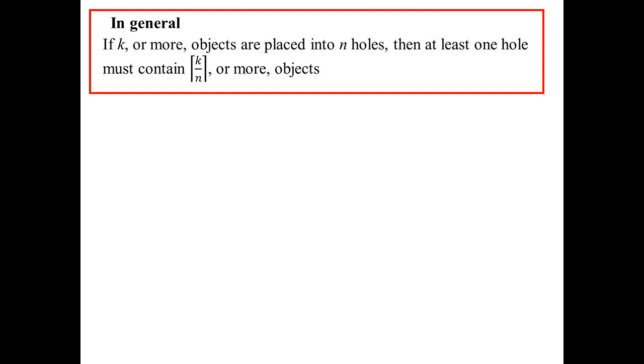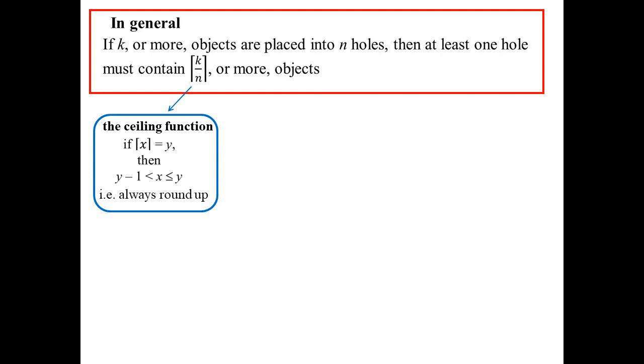If K or more objects are placed into n holes, then at least one hole must contain, and there's the notation, K divided by n with, you'll notice, brackets with the bottom bit missing. You might not have seen that notation before. That's what we call the ceiling function. Its symbol is the brackets but with the bottom cut off. If that is equal to y, it basically means x has to be bigger than y minus 1 but less than or equal to y, somewhere in there.